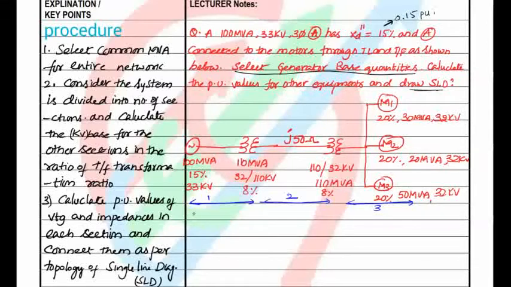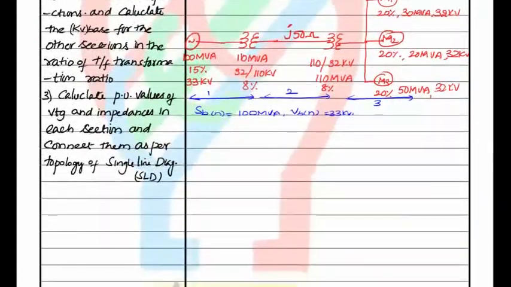So now I will get the values as SB new value is 100 MVA, and VB new value is 33 kV. Now I want to find the new value of per unit reactance here. So I will use the previous formula for all the calculations: X per unit new is equal to X per unit old into MVA new divided by MVA old into kV base old square divided by kV base new.